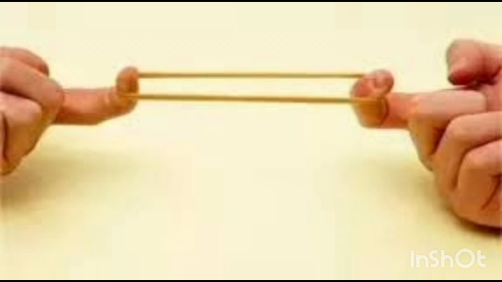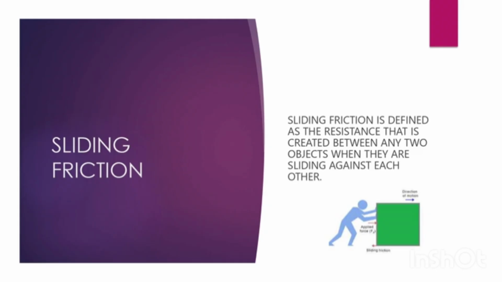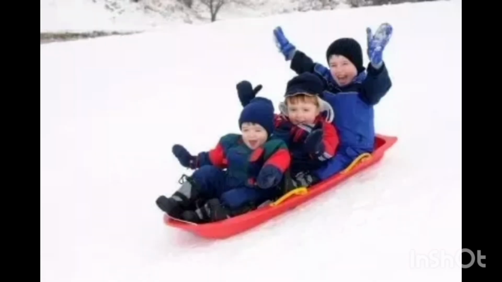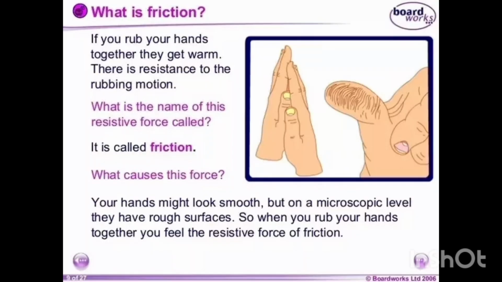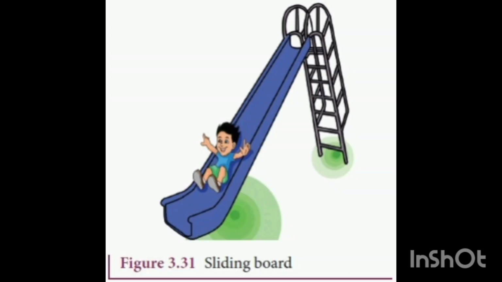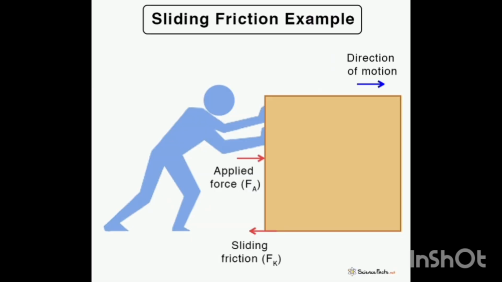Let's move to the next type of friction, that is sliding friction. Sliding friction is defined as the resistance that is created between any two objects when they are sliding against each other. Examples: rubbing both hands together to create heat, a child sliding down a slide in a park, a coaster sliding against a table, a washing machine pushed along the floor. These are a few examples of sliding friction.